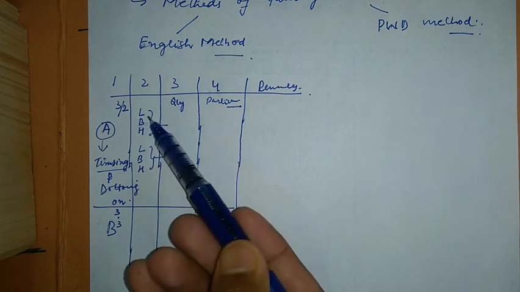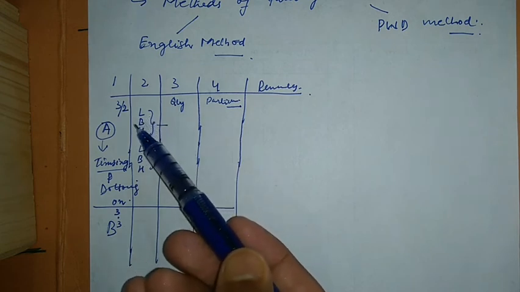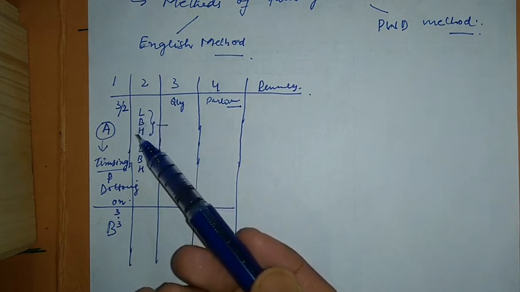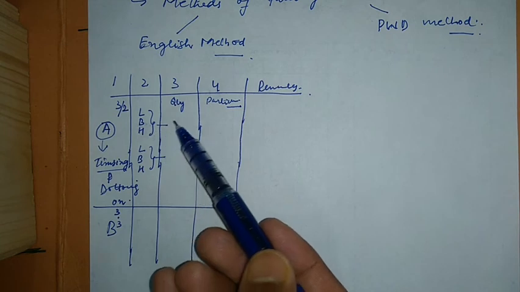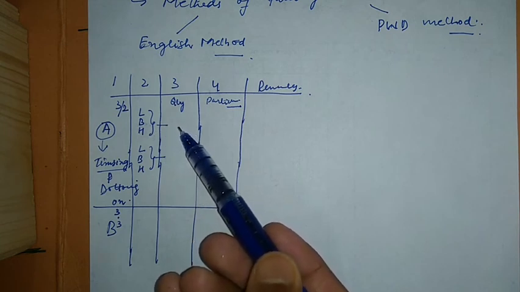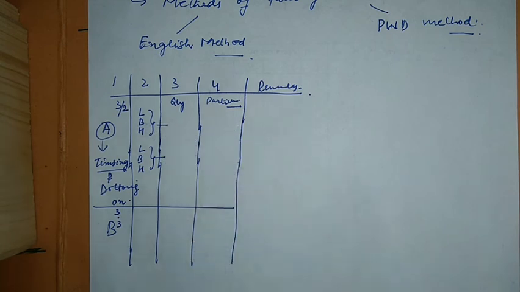The second column, as I have already told you, is used for the dimensions. The third one is for the quantity and the fourth one is for the particulars.